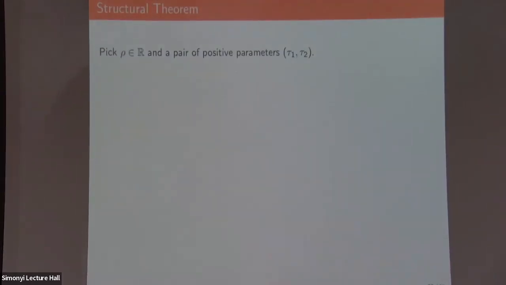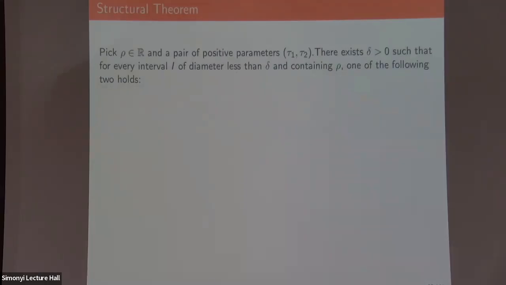Pick any number rho and positive parameters tau1 and tau2. I urge you to think of tau1 as very small, 1 over a million, and tau2 much smaller, 1 over a trillion. So the following happens. There exists some delta such that for every interval of small diameter, there are two scenarios.